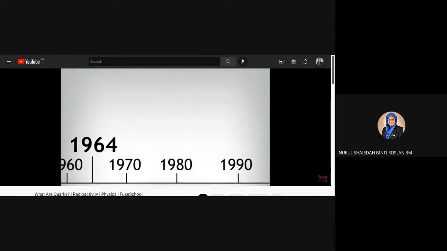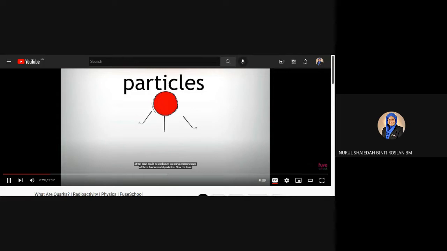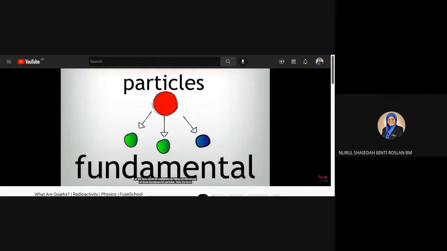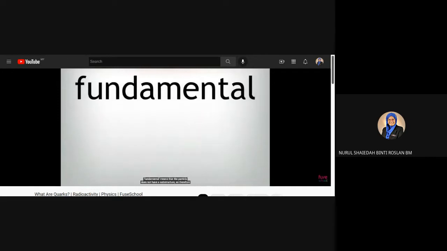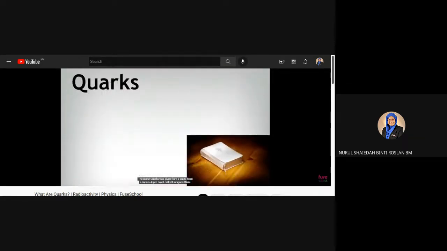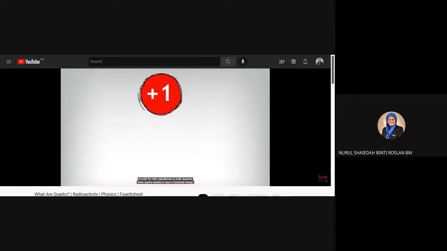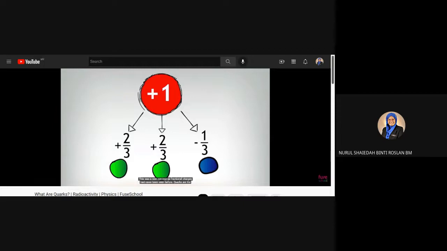In 1964, Murray Gell-Mann and George Zweig suggested that most of the known particles of the time could be explained as being combinations of three fundamental particles. Now, the term fundamental means that the particle does not have a substructure. It cannot be split. The name quarks was chosen from the James Joyce novel Finnegan's Wake. 3 quarks for Muster Mark. In order for their calculations to work, however, these quarks needed to have a fractional charge. This was a new concept, as fractional charges had never been seen before.